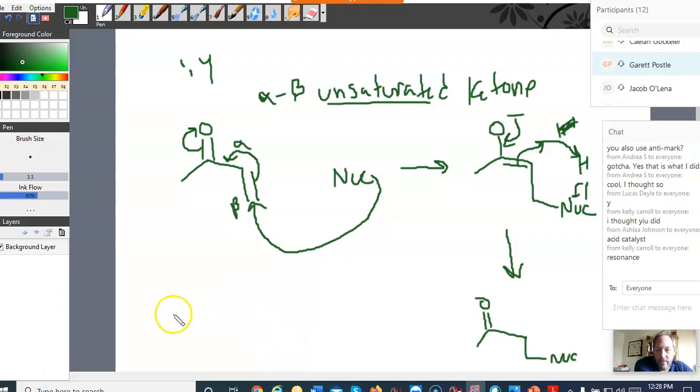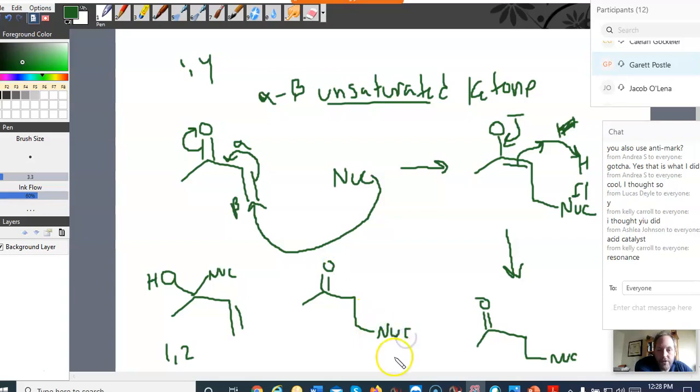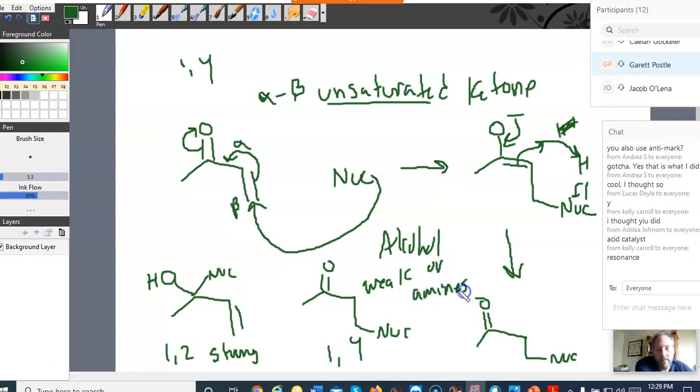Okay, so you can either form this type of a compound, which is a 1,2. Let's put an H here because it usually turns into an alcohol. That's the 1,2 addition. The 1,4 addition, again, it's the same thing except you reform your carbonyl, and you just get it added onto there. 1,2, strong nucleophiles. 1,4, weak nucleophiles. And usually they're alcohols or amines. Those are the common ones. There are other ones, but I think most of the cases you'll see in the book is either you're taking an alcohol or an amine and you're adding it onto there.